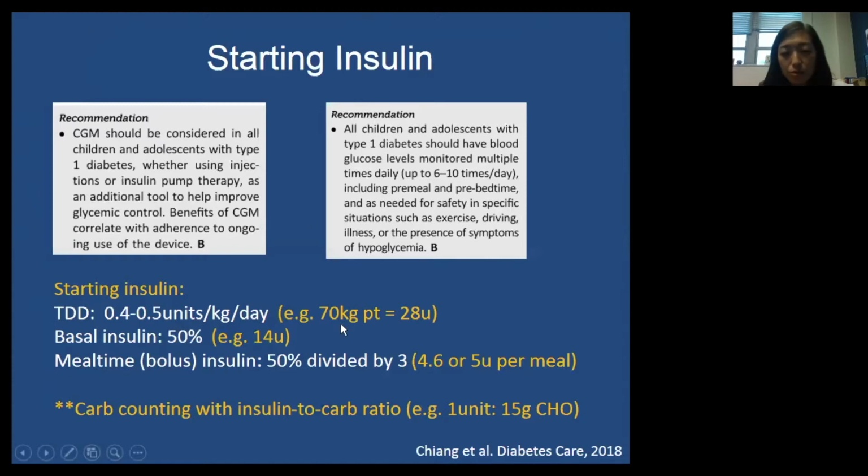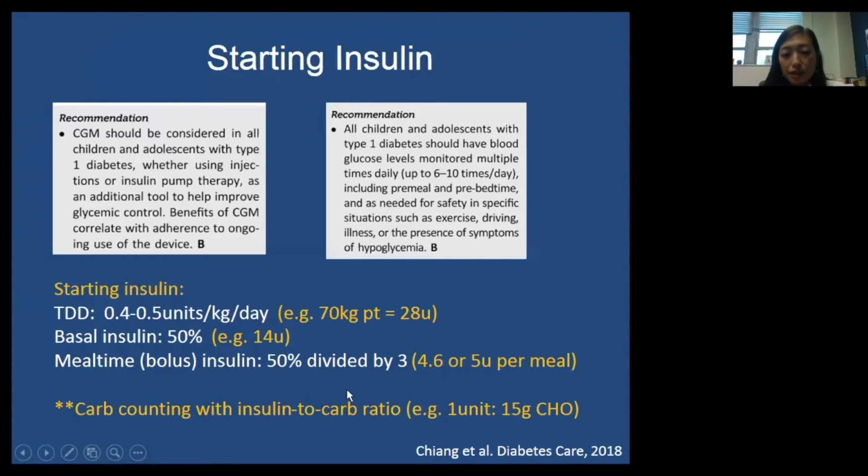I find that that's the easiest way to learn. So for a 70 kilogram patient, I use 0.4 for this instance. So 0.4 times 70, their daily dose of insulin will be 28 units. Their basal insulin, you split this 28 unit number by 50%, so half of it should be a longer acting insulin like Levemir, Lantus, or Tresiba. And then the other 50% will be used for their bolus insulin divided into 3. So for this instance, you do 14 divided by 3, which comes to about 4.6 if you have a pump, or 5 units per meal.